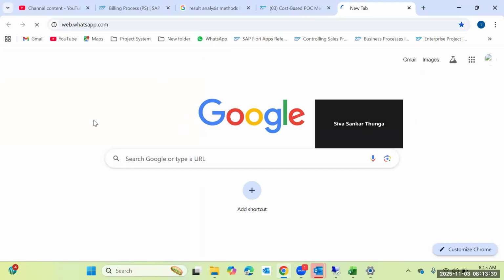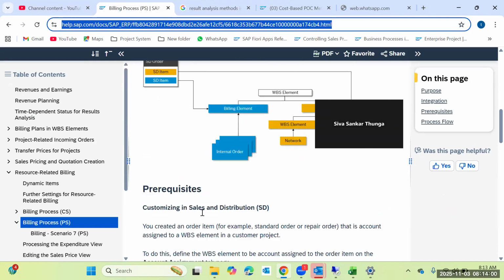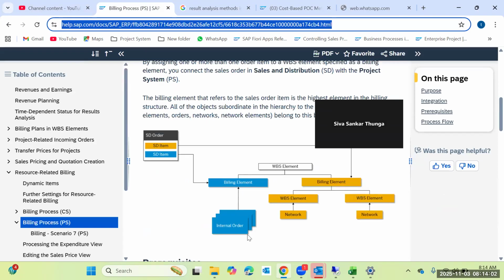I want to know. This is a very important topic along with the settlements. I am sending this on WhatsApp. See and try to understand this billing process also. This is also very important, so you need to read on your own.